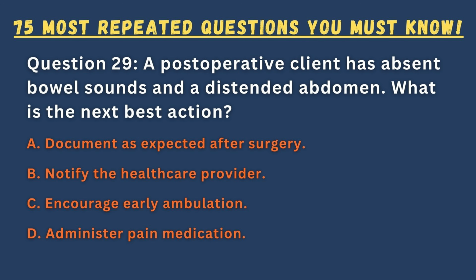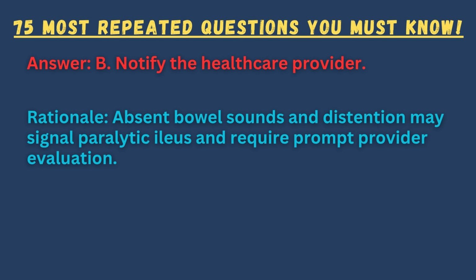Question 29. A postoperative client has absent bowel sounds and a distended abdomen. What is the next best action? A. Document as expected after surgery. B. Notify the healthcare provider. C. Encourage early ambulation. D. Administer pain medication. Answer: B. Notify the healthcare provider. Rationale: Absent bowel sounds and distension may signal paralytic ileus and require prompt provider evaluation.